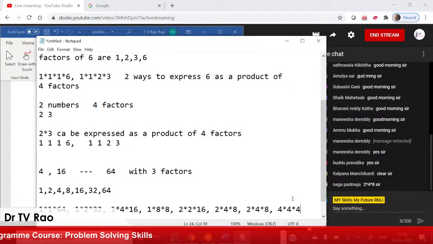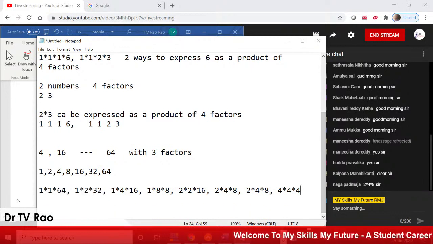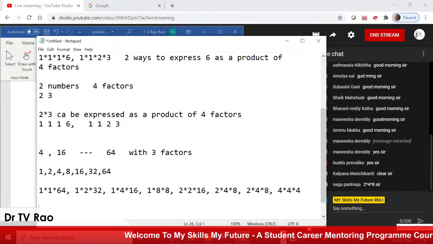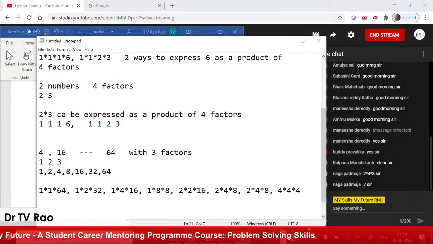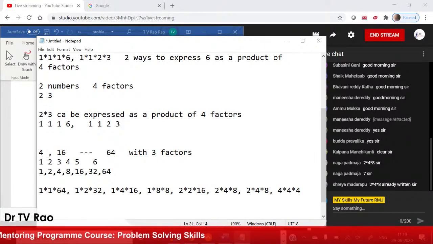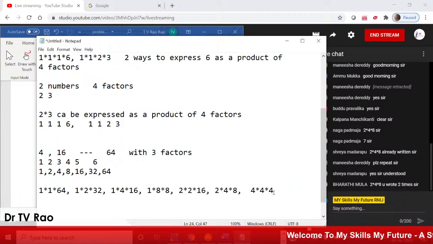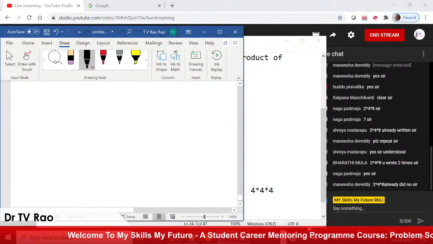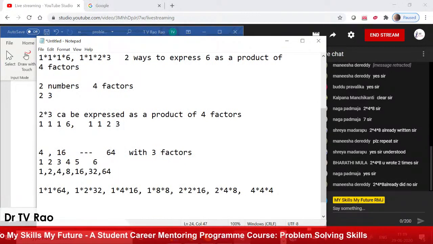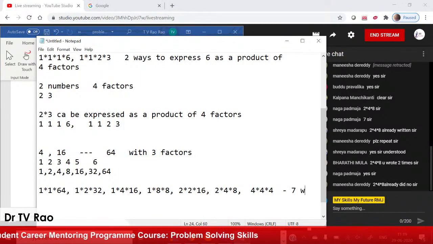Did you understand the problem? So look here. First factor. This is factor number 1, factor number 2, factor number 3, factor number 4, factor number 5, factor number 6. How many factors? I think 7 factors. Yeah, 7 factors. So how many ways? 7 ways. Clear?